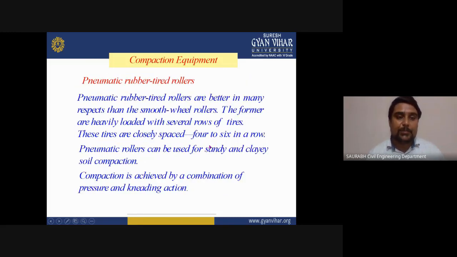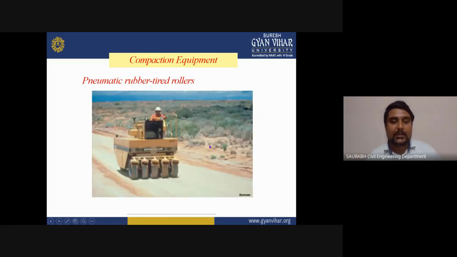Now we will see the pneumatic rubber tire roller, and this is better in many respects than all the other rollers. The roller is heavily loaded with several rows of tires. These tires are closely spaced, 4 to 6 in a row, and compaction is achieved by a combination of pressure and kneading action. Now you can see that is a pneumatic rubber tire roller, which is very effective in the field.